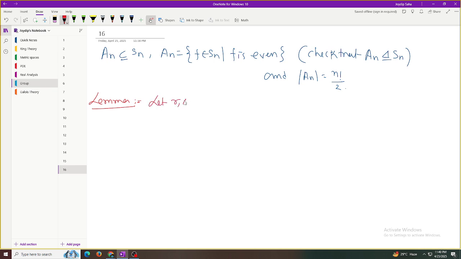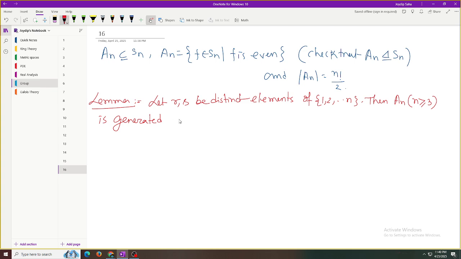Let r, s be distinct elements of 1 to n, then An is generated by the 3-cycles (r s k) such that r, s is fixed, but k varies, 1 less than or equal to k less than or equal to n, k not equal to r, s.